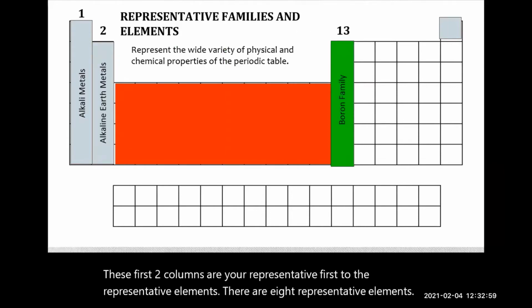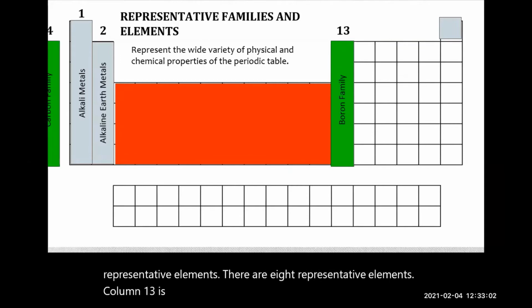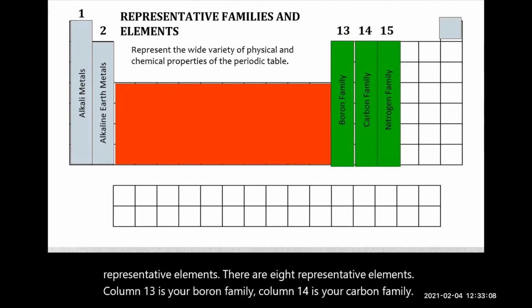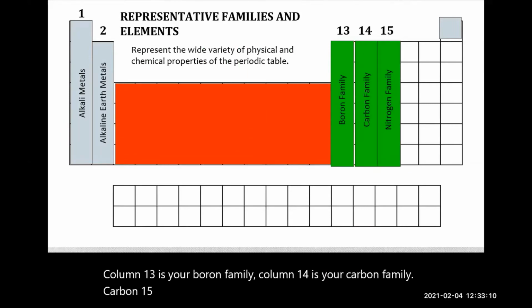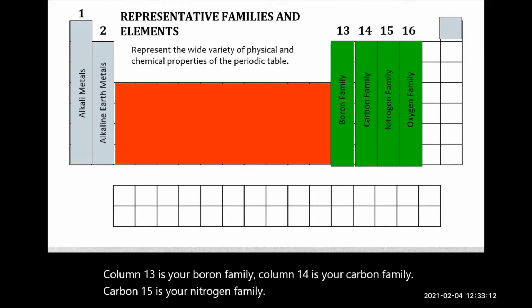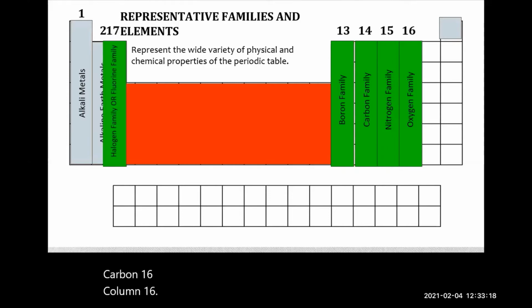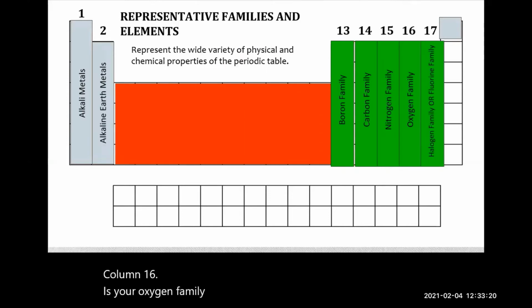Column 13 is your boron family. Column 14 is your carbon family. Column 15 is your nitrogen family. Column 16 is your oxygen family. Column 17 is your halogen family or your fluorine family.